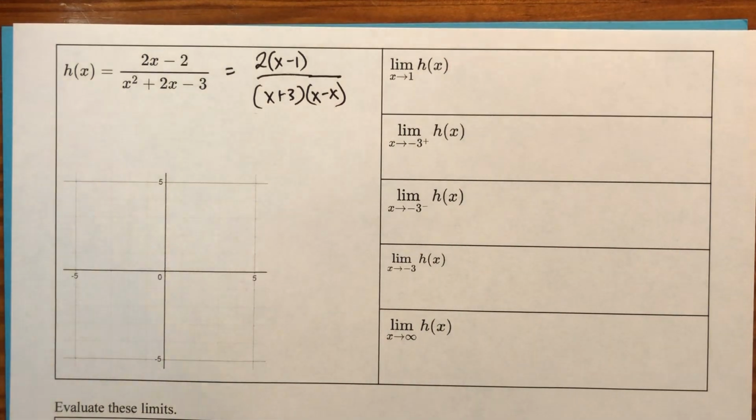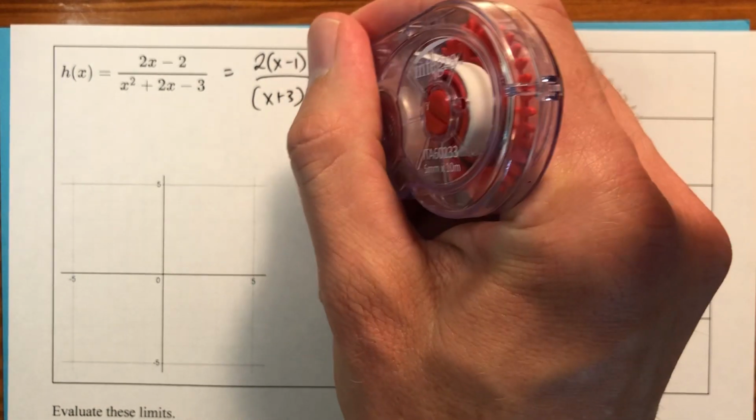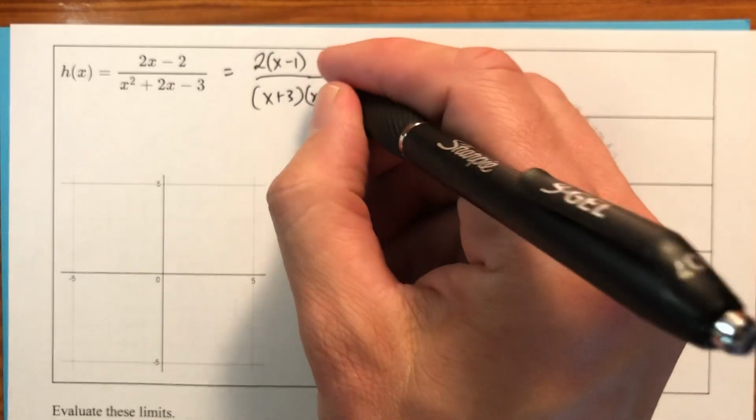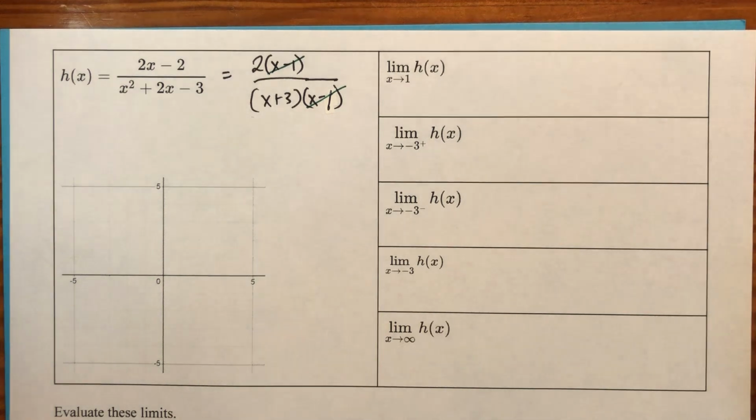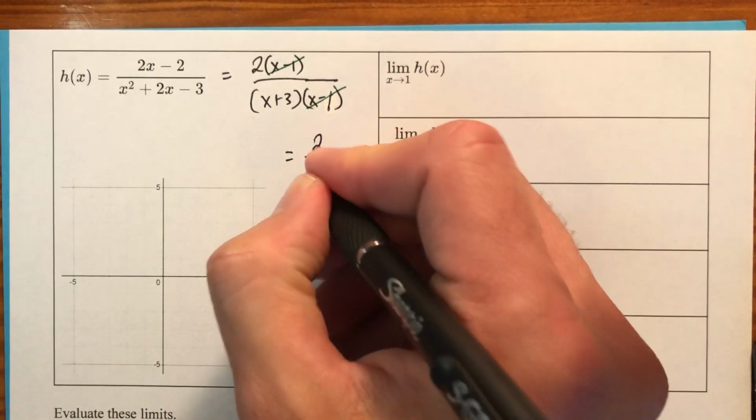Whoops, I don't know why I put x minus x. That should say x minus 1. And we're going to cancel out that factor of x minus 1. Cancel that, and we have 2 over x plus 3.